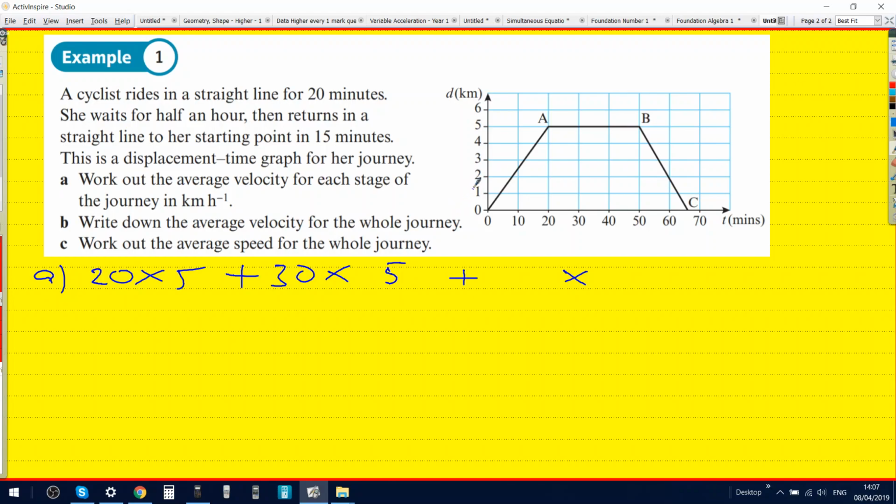So we want the average velocity. Let me think about this. Okay. And then the last bit? 20 by 0. So it would be minus 5 because it goes this way. Oh yeah, because it goes the other way. Yeah. And I believe that's 15. But I think the velocity in the middle bit is 0. Right. Yeah, because it's stationary. Yeah, so I think it's going to be 30 for 0. Okay.